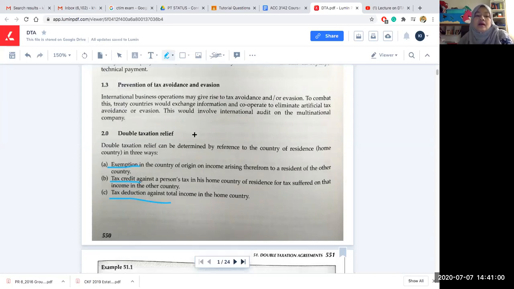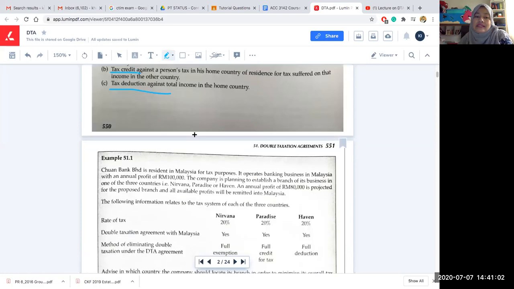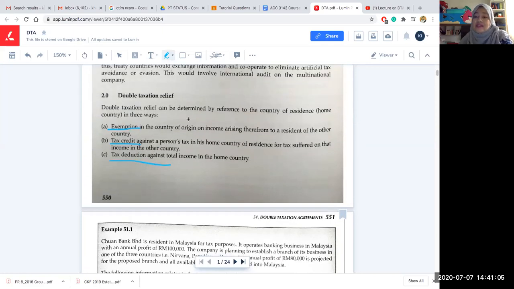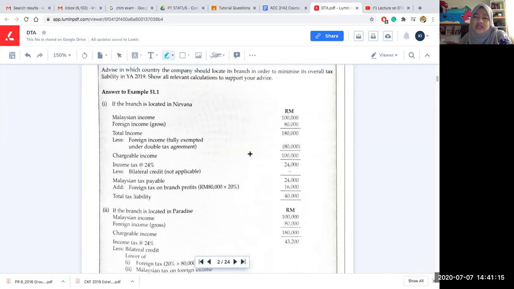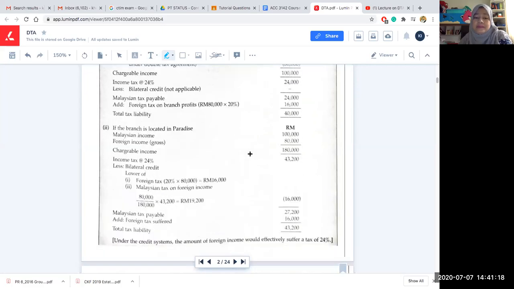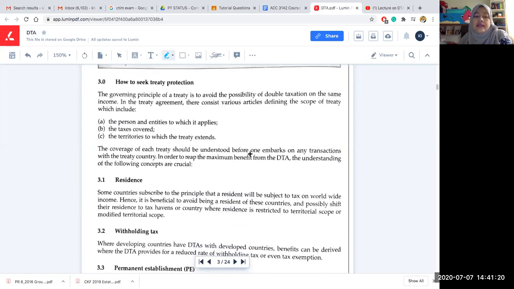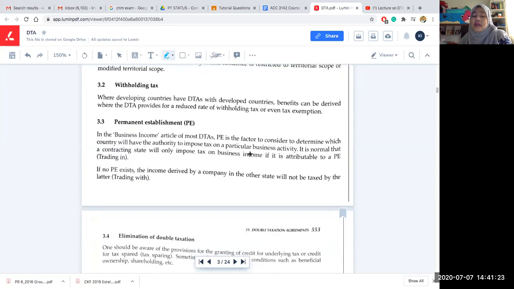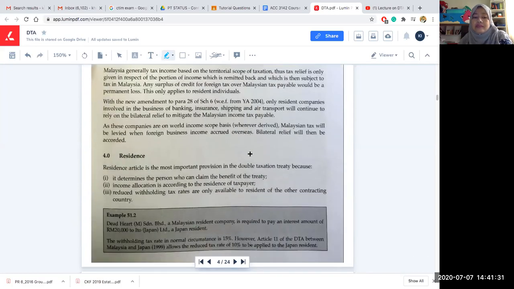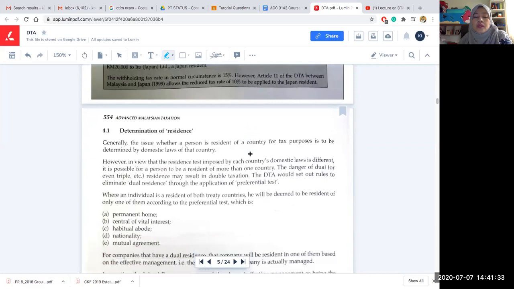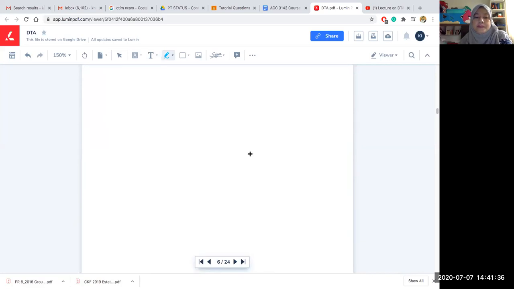Then you have to understand how each method works. This is what we call the double tax relief mechanism, how it works and how it helps the taxpayer to reduce their tax liability. They give you a very clear example on this. And then we go on with the term we call permanent establishment. We have a very long topic under permanent establishment, where we talk about where is PE.